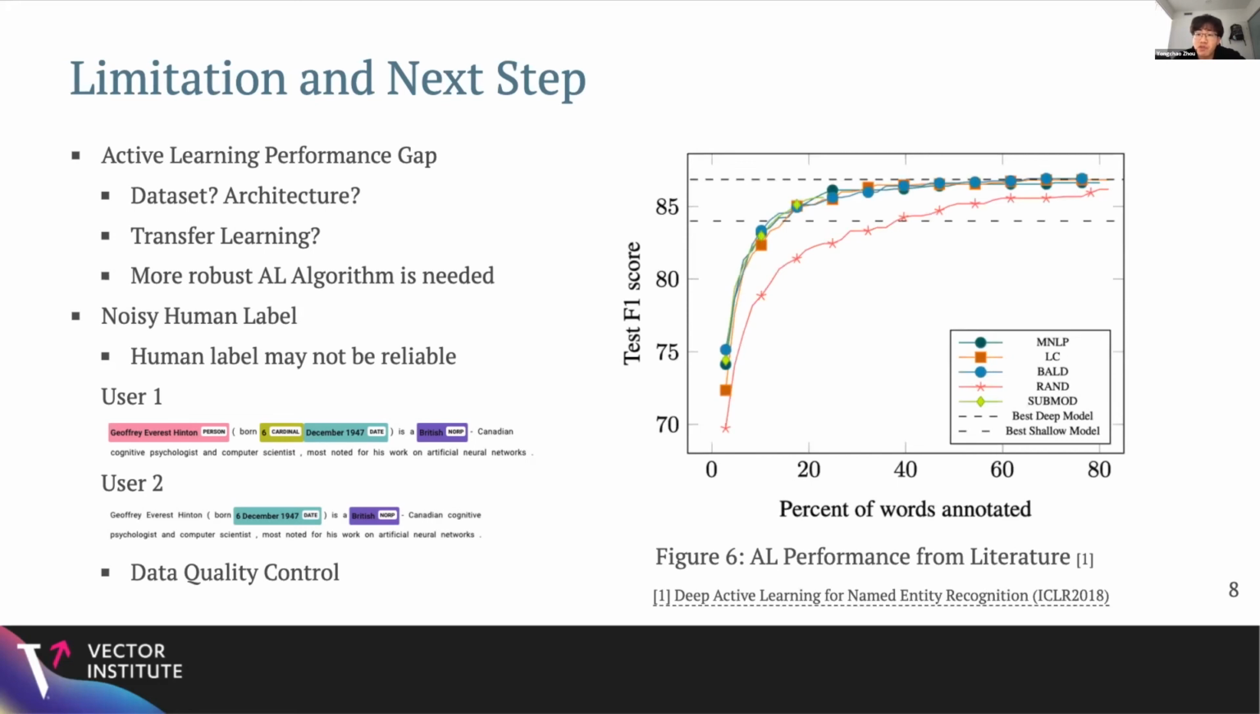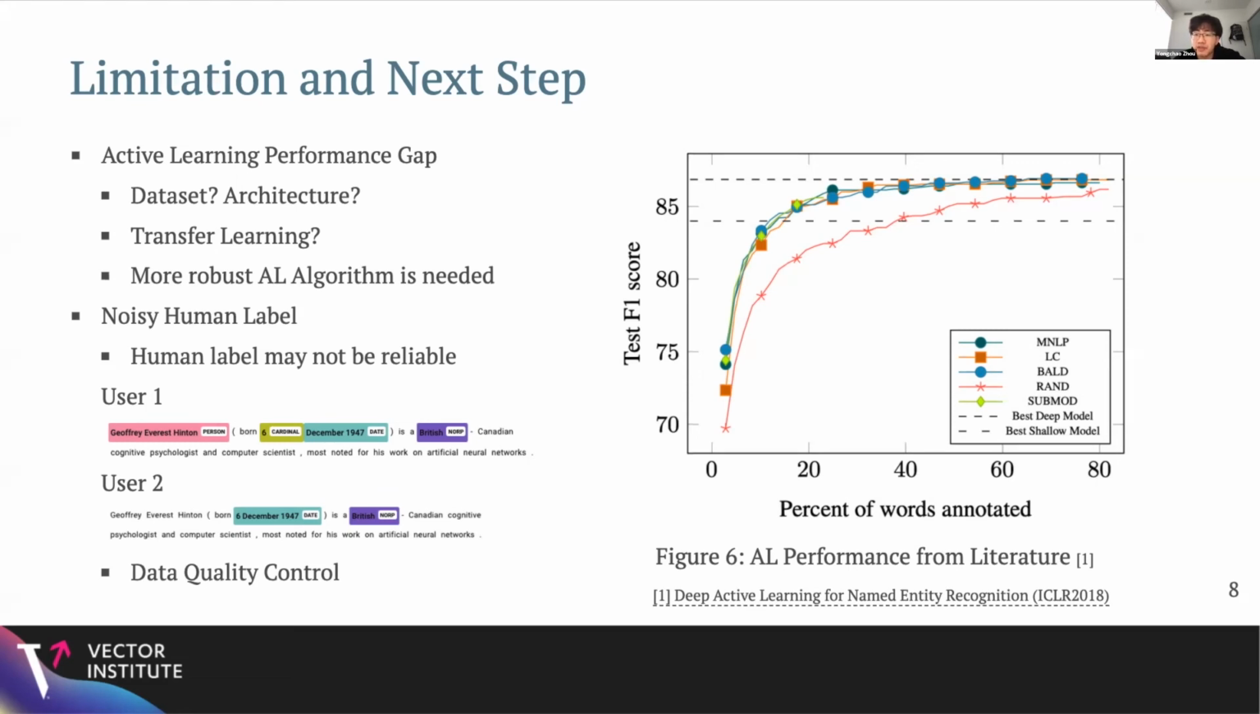The right figure is from a paper called Deep Active Learning for Named Entity Recognition. We can see that all active learning algorithms achieve better performance than the random baseline, because when we fix X, the percent of words annotated, all active learning algorithms achieve a higher F1 score. However, in my experience, I found that active learning achieves similar performance to the random baseline.